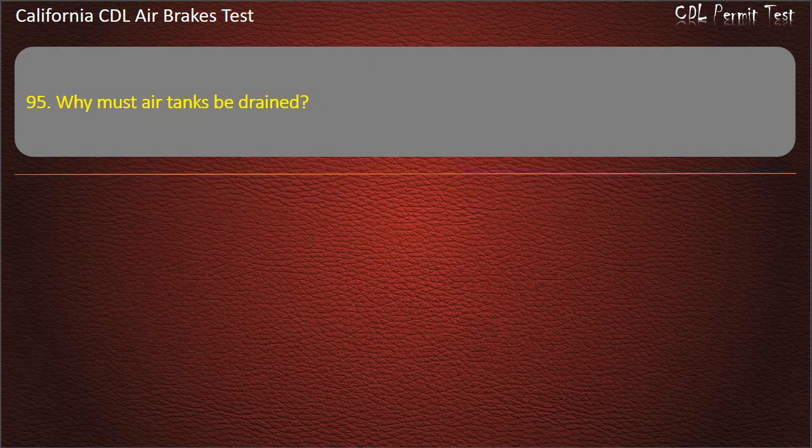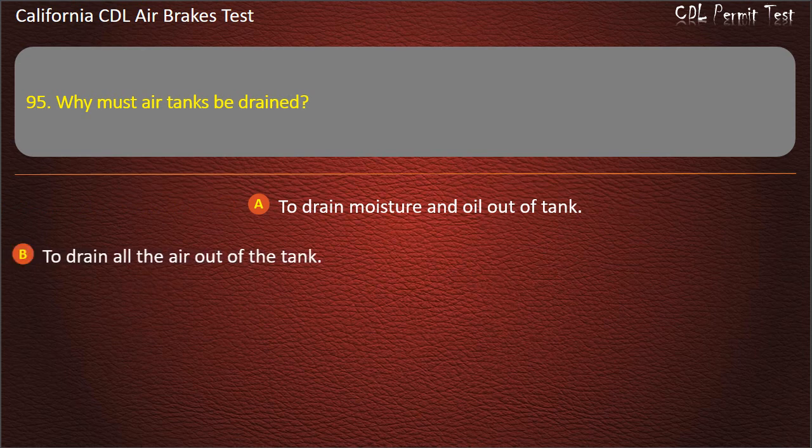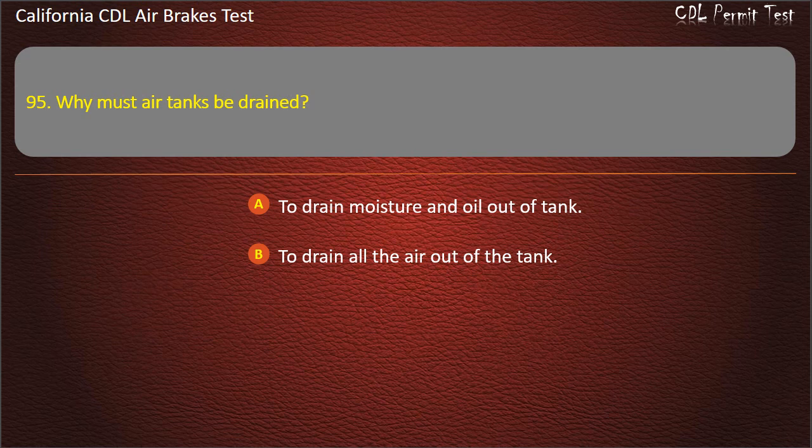Question 95. Why must air tanks be drained? To drain moisture and oil out of the tank. To drain all the air out of the tank. To tell you how much air is in the air tanks. Answer. To drain moisture and oil out of the tank.